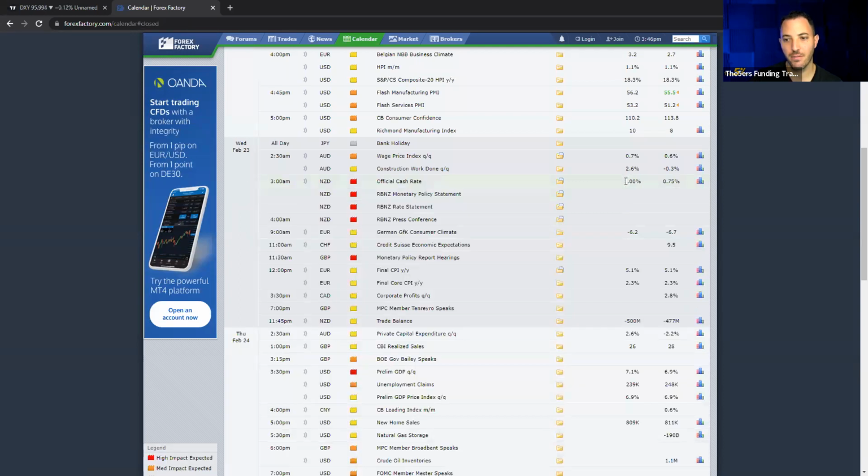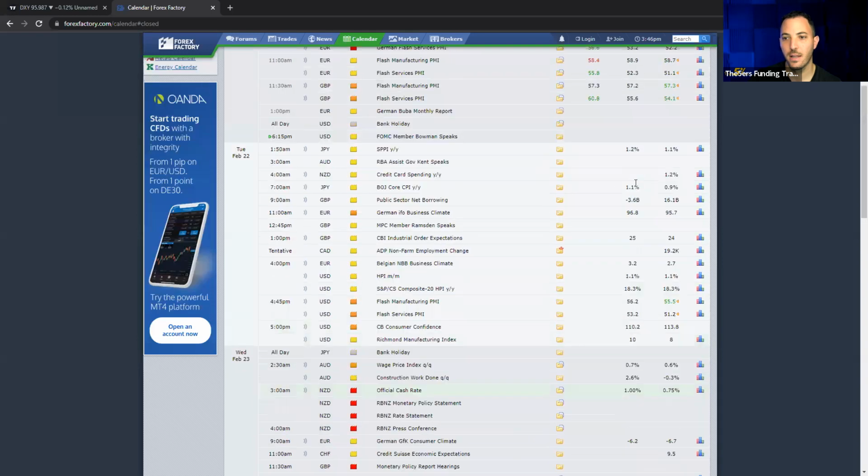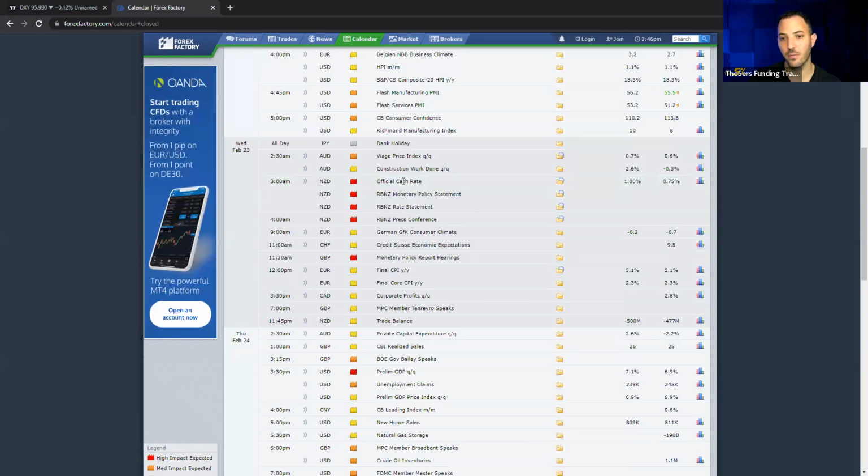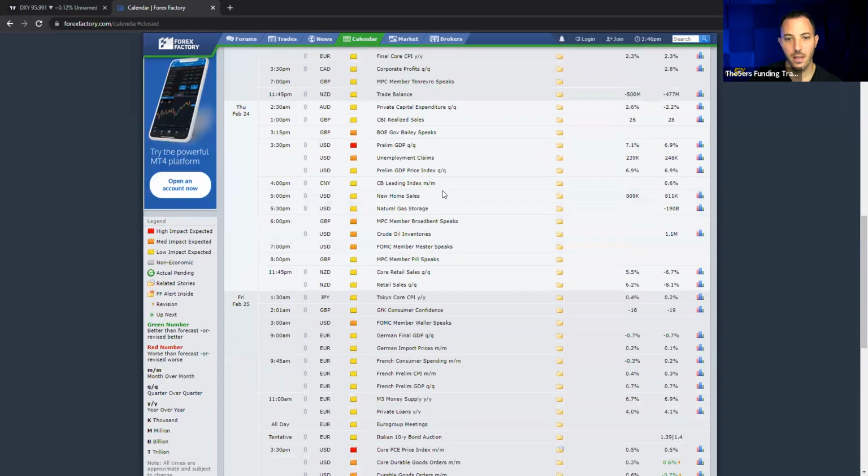So if we have a forecast of 1%, that's an increase of 0.25. I think we will see that, and I think it's already priced in the chart. We'll see that together. In case there's a surprise, they don't raise interest rates, or they increase by more than what's forecast, we'll see a lot of volatility and a lot of movement in the Kiwi pairs. So just be aware of that on Wednesday.